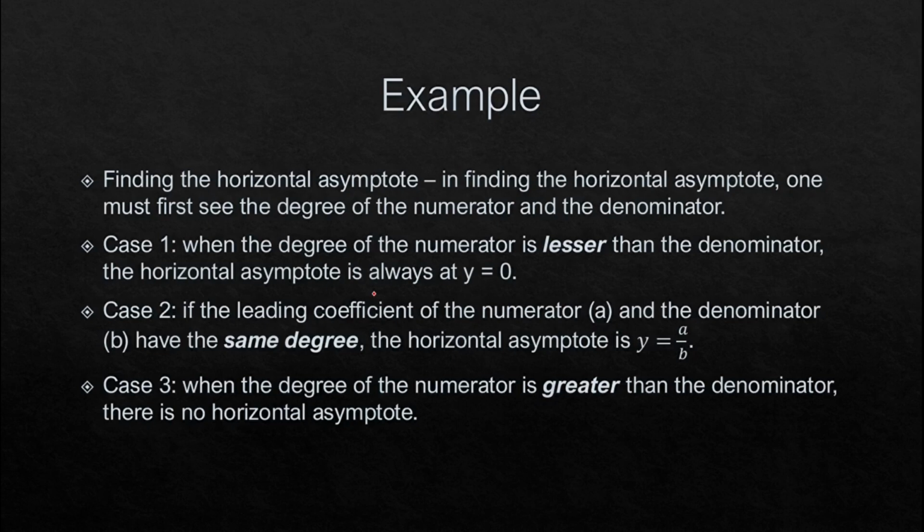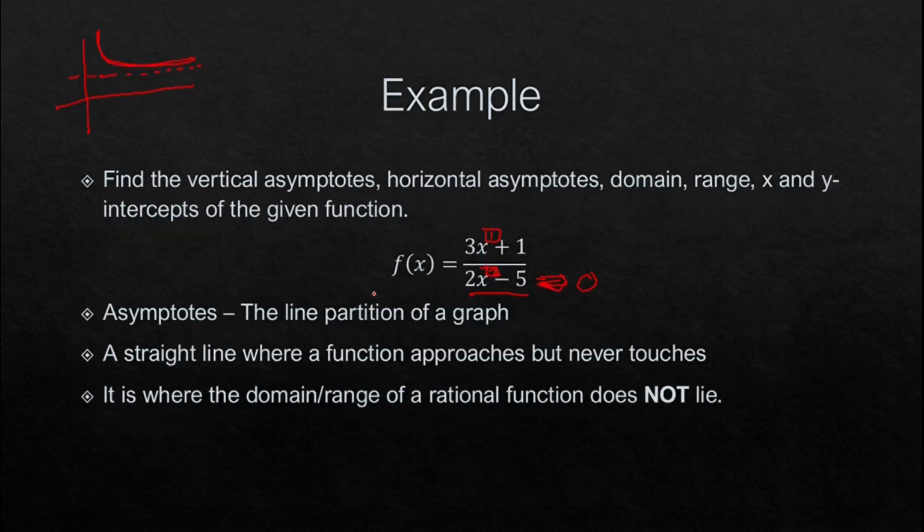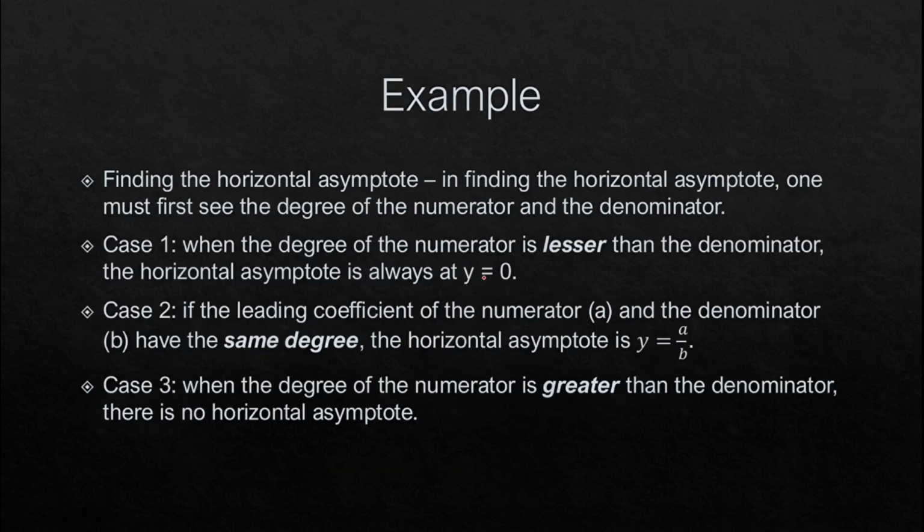Diyan ang invisible line. Case 2 na naman, if the leading coefficient of the numerator a and the denominator b have the same degree. Dito ang tag na a and b is this, the numerical coefficient ang hinahanap. Ang coefficient dito, ang first coefficient. Pero ito ang importante, ang mga numerical coefficient. If the leading coefficients a and b have the same degree, the horizontal asymptote is y is equals to a divided by b.